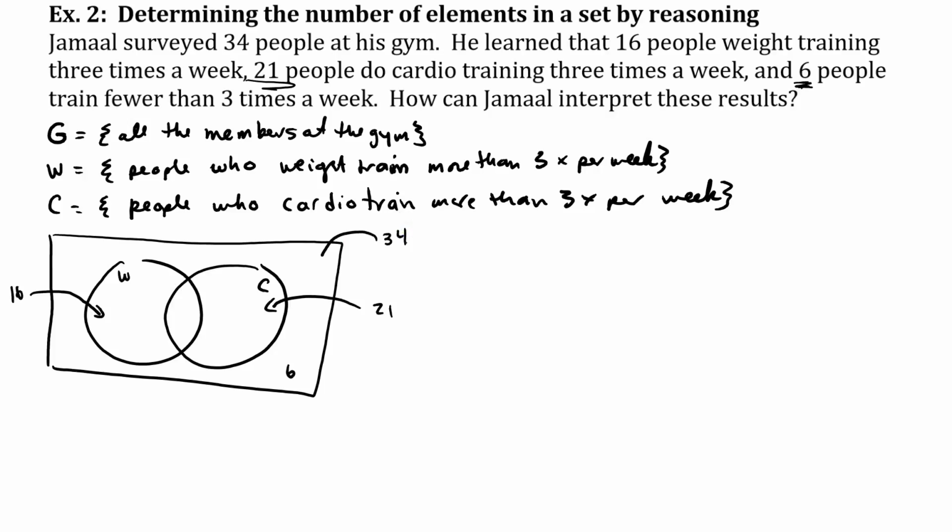So let's just remind ourselves of the formula. The number in the union, W union C, is the number of elements in weight training plus the number of elements in cardio minus the number of elements in the intersection of both.